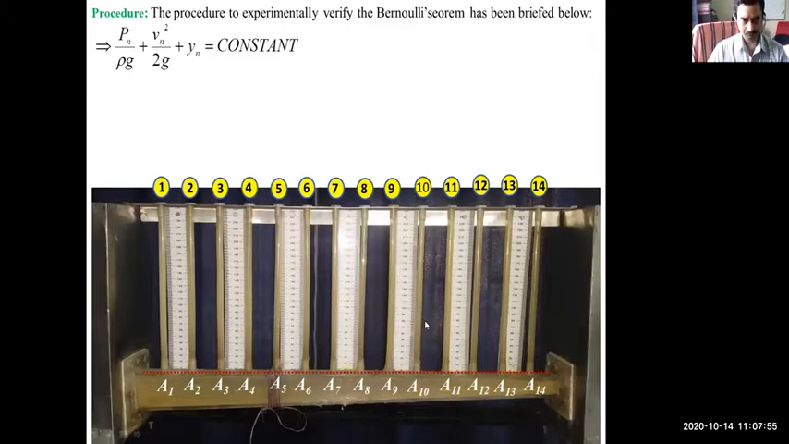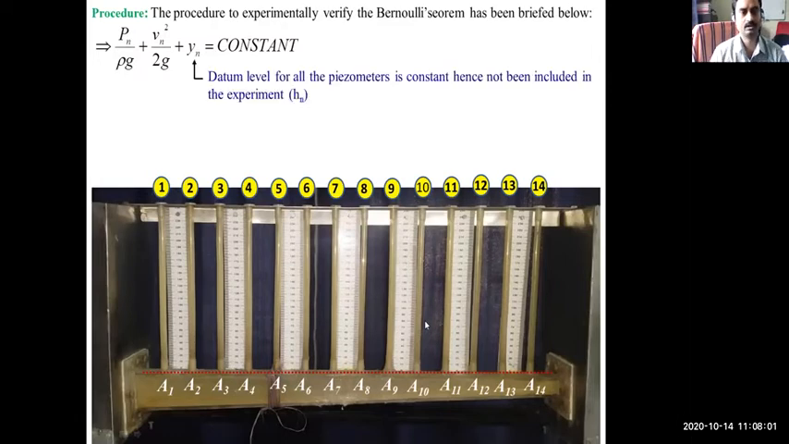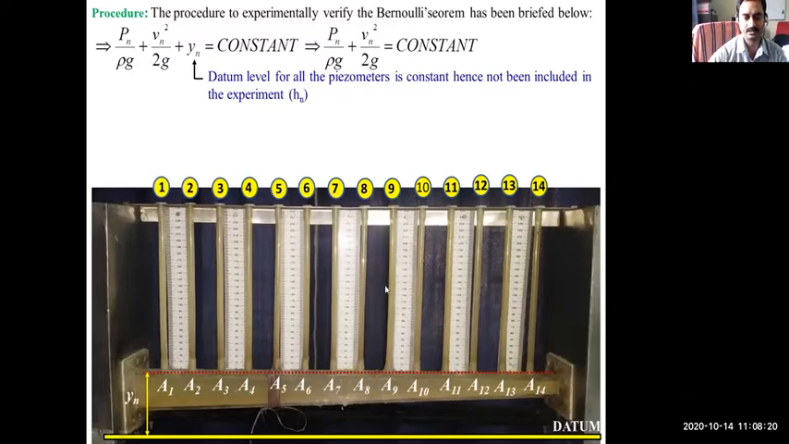Okay. Fine. So this is our main concern area. Coming to the first term, Yn indicates the datum head, because all these piezometers are being connected at the same level. So I can show it like this. If this is the datum, then all these points, Y1, Y2, Y3, Y4, Y5 up to Y14, are at the same level. So Yn, in general, is the same for all the piezometric tubes.